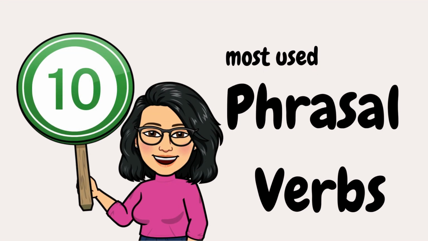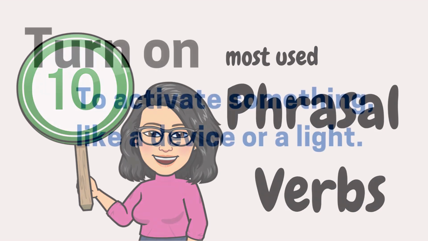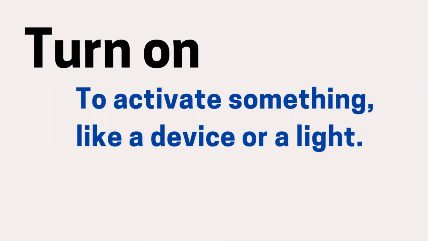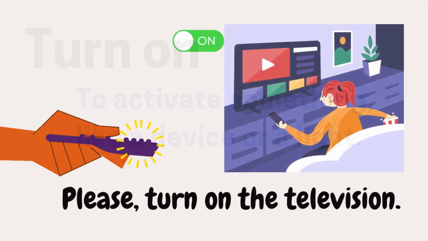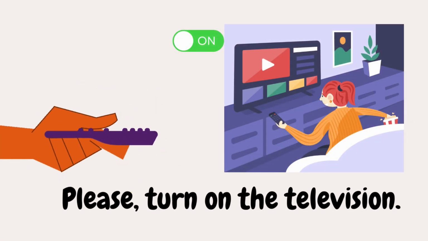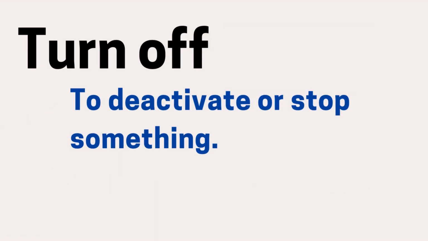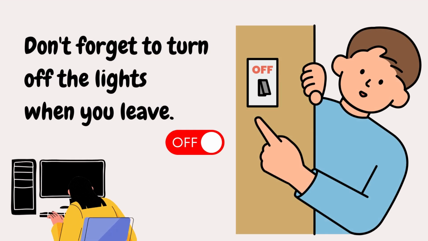Today's lesson: 10 most used phrasal verbs. Turn on. To activate something, like a device or a light. Example: please, turn on the television. Turn off. To deactivate or stop something. Example: don't forget to turn off the lights when you leave.